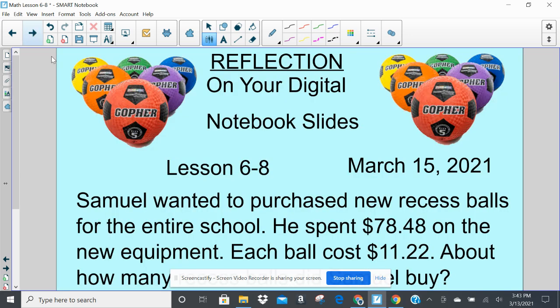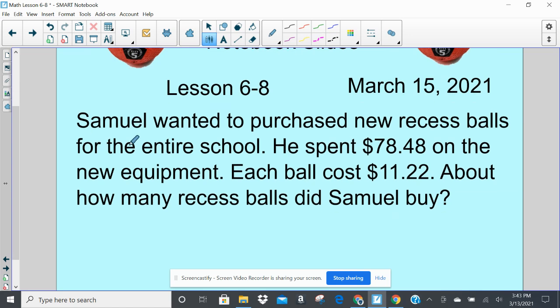Let's take a look at our reflection today. Samuel wanted to purchase new recess balls for the entire school. He spent $78.48 on new equipment. Each ball costs $11.22. About how many recess balls did Samuel buy? Think about that. What are we going to do here to figure that out? Multiply or divide?